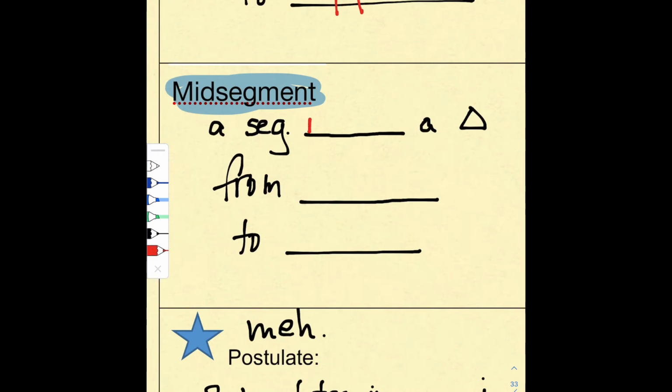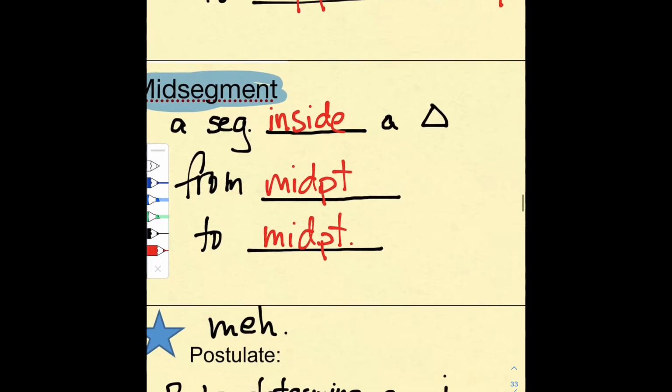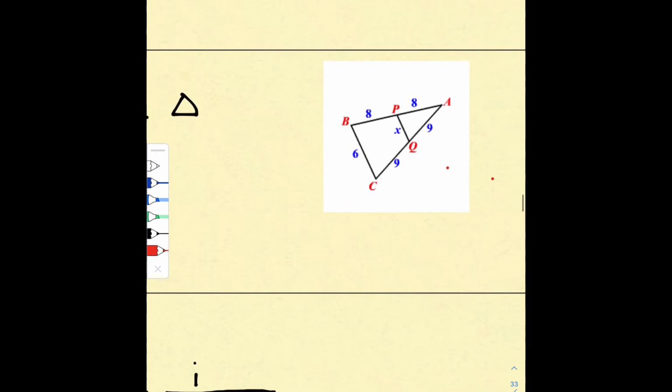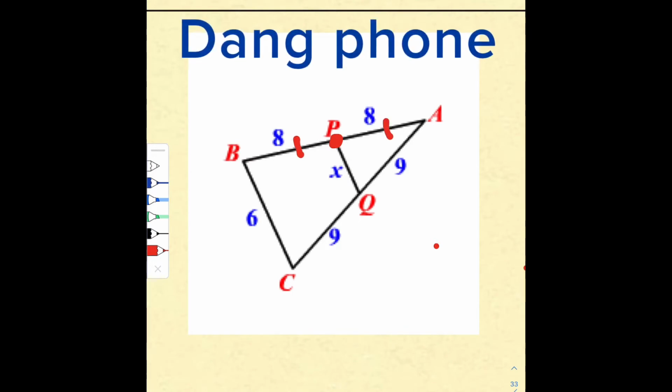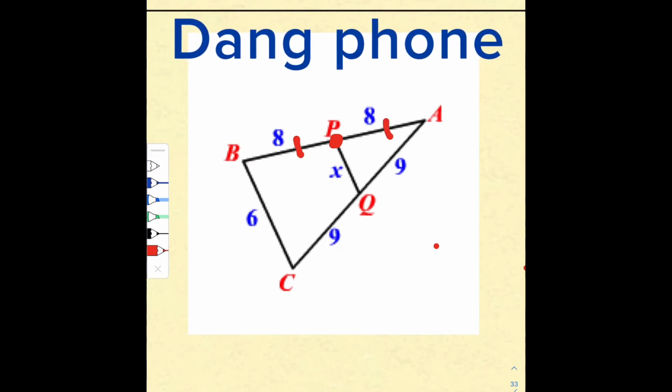Mid-segments. These are also inside of a triangle. They go from midpoint to the other midpoint. Now, there's 3 sides to a triangle, so let's kind of show what this might be. So let's pick a midpoint. Oh, look at that. We have a midpoint here, P. P is halfway between B and A.